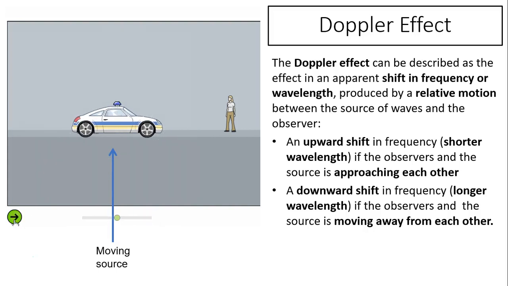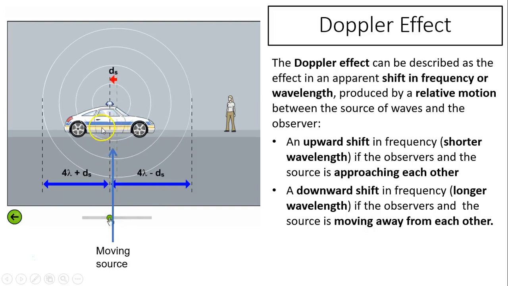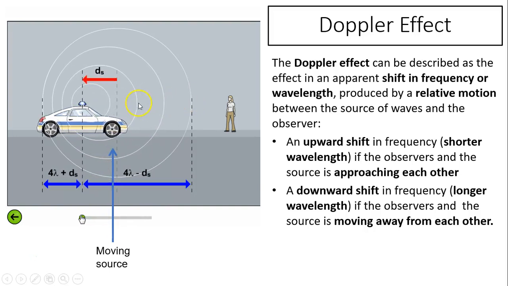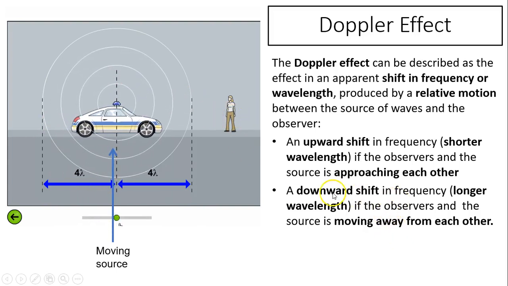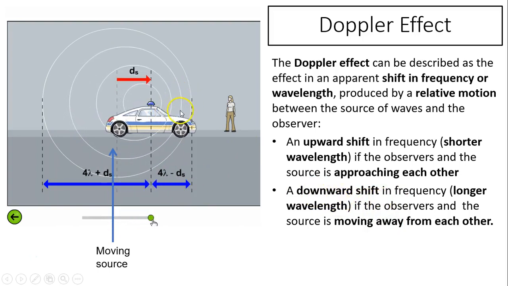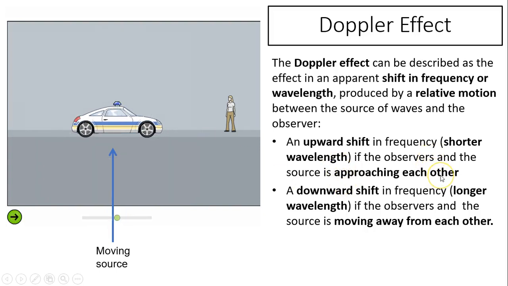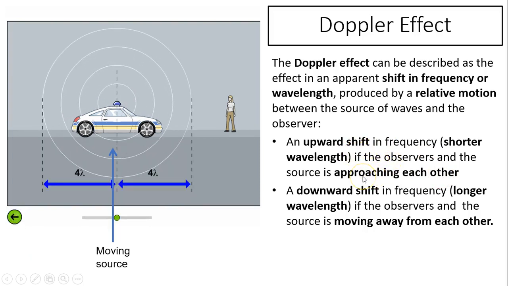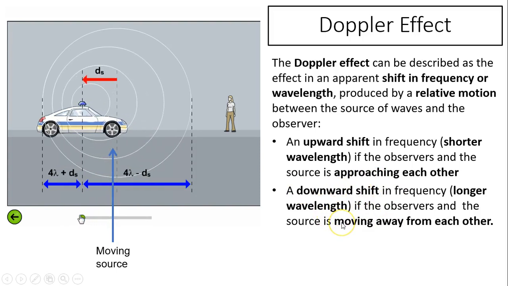Okay, as the car is at rest, you perceive a frequency. But as the car moves away, the wavelength is increased relative to you. So as a result, you will hear a downward shift of frequency. As the car approaches you, the wavelength is decreased. As a result, you will perceive an upward shift in frequency, like the sound is getting higher and higher. And as it moves away, the sound is getting lower and lower.